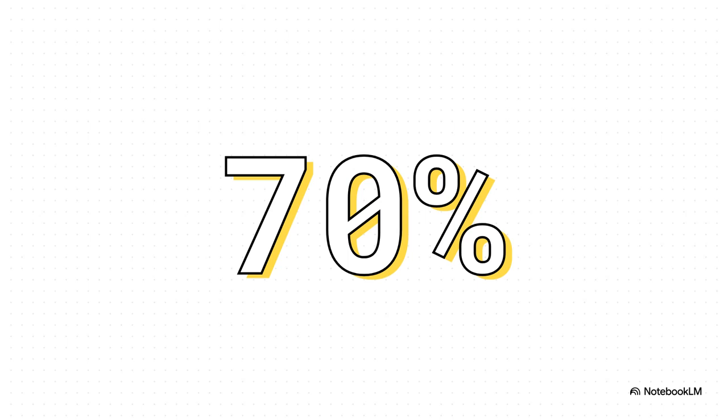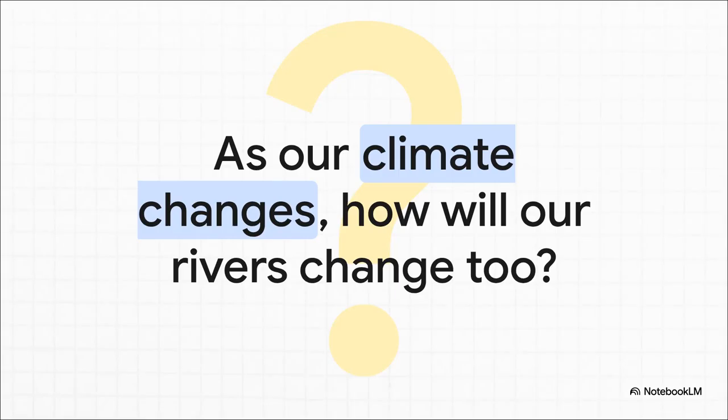To really understand their scale, just remember this number: 70%. That's how much of our planet is covered by water. And rivers are the arteries of that global system, carrying life across the continents and shaping the entire world we know. And this brings us to a final critical thought.